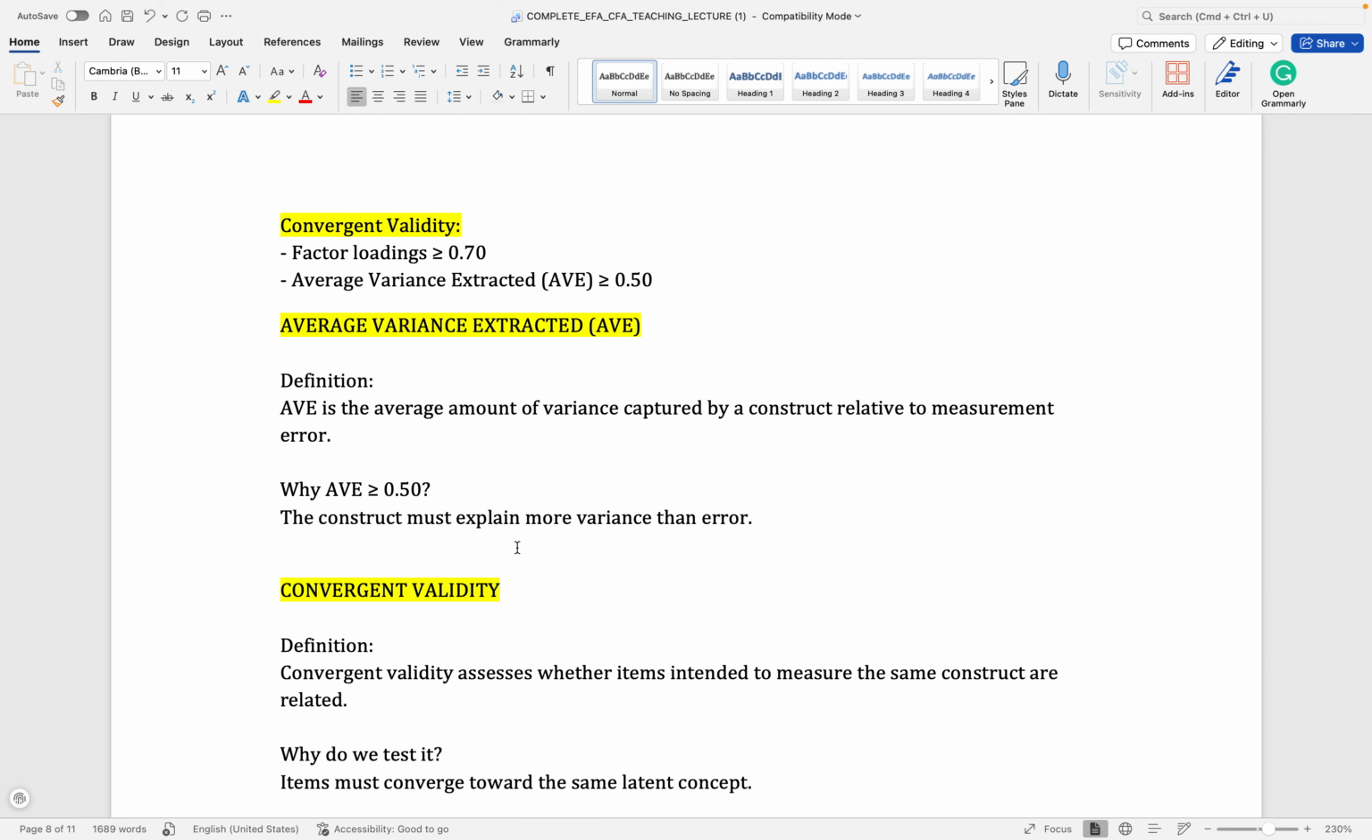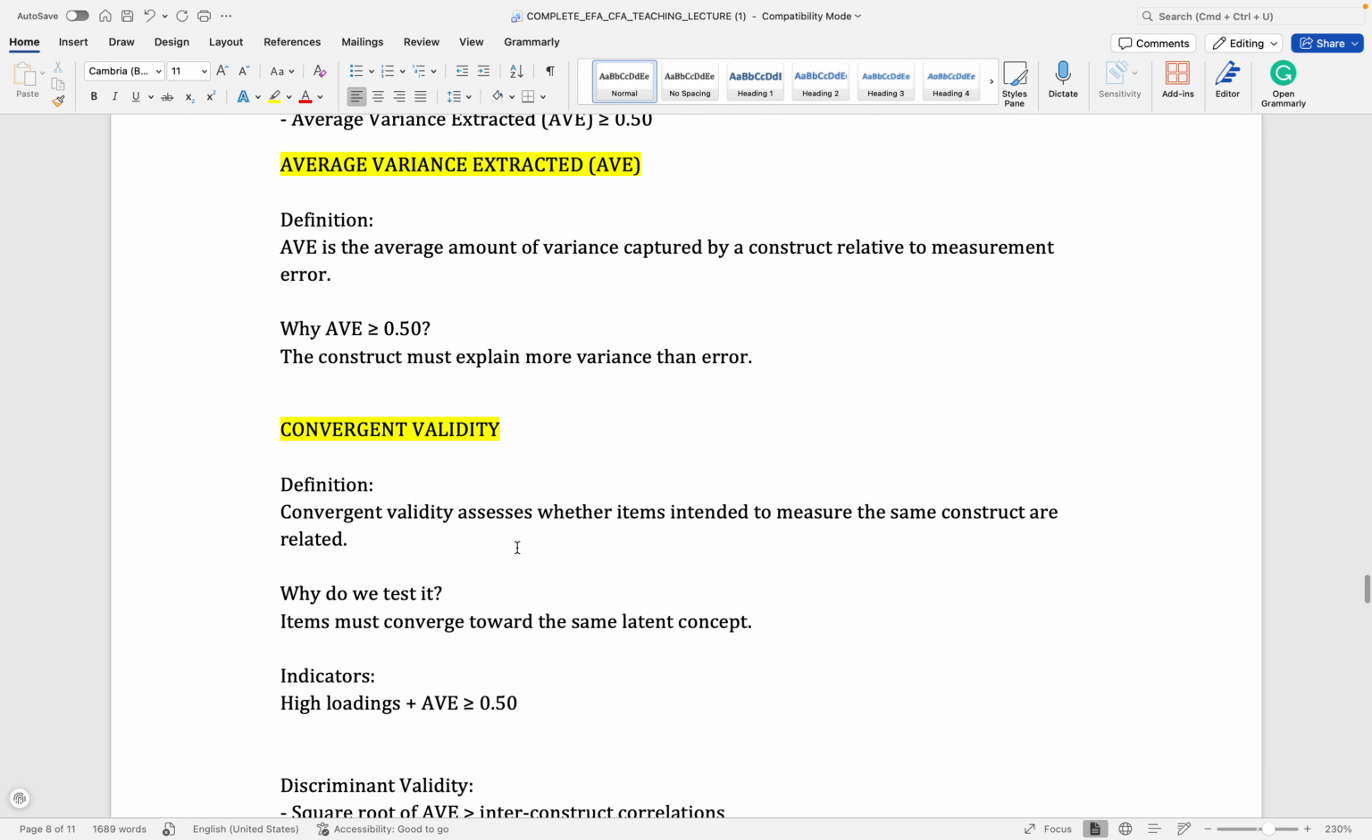Convergent validity: factor loading 0.70. Average variance extracted, AVE, 0.50. Definition: AVE is the average amount of variance captured by the construct relative to measurement error. Why AVE 0.50? Because the construct must explain more variance than error.